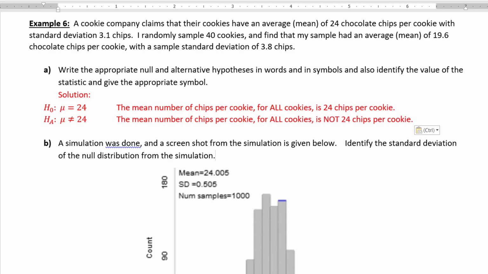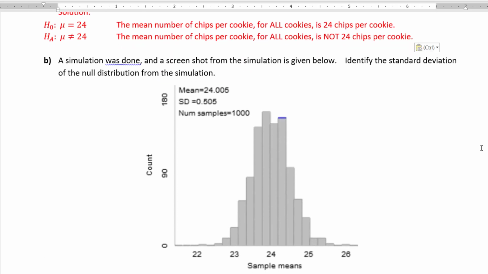Part B asks us to identify a standard deviation of the null distribution for a simulated distribution that I've given below. Remember, that's called a standard error. The standard deviation of your null distribution is called a standard error. And we see it's listed right here, SD equals 0.505. So that is the standard error, the standard deviation of this null distribution that we're getting from a simulation.